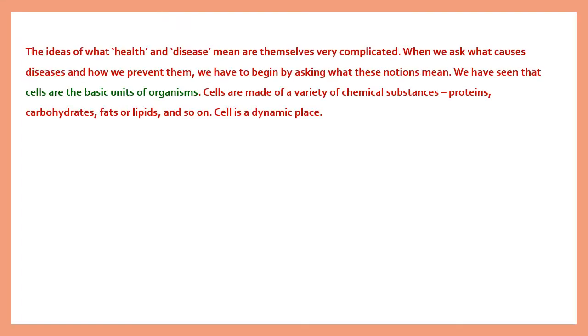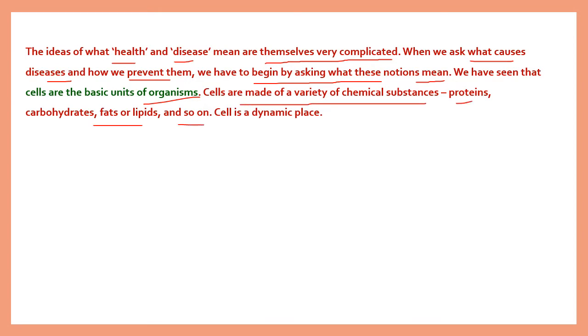The ideas of health and disease, whatever we mean, are themselves very complicated. Easily we cannot define health and disease. When we ask what causes disease and how do we prevent them, we have to begin by asking what these notions mean. What does health mean? What does disease mean? We have seen that cells are the basic unit of organisms, and cells are made of a variety of chemical substances like protein, carbohydrates, fats or lipids and so on.